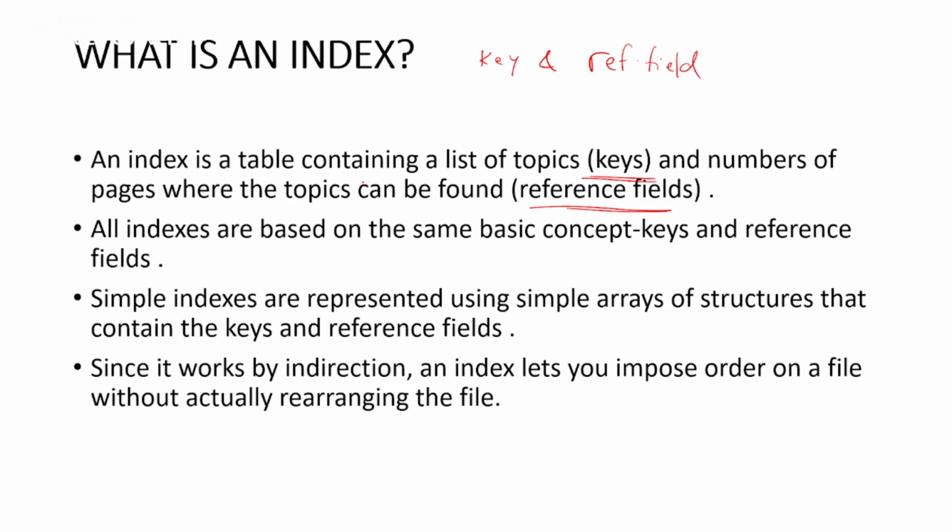Here we use a simple index, which uses simple arrays of structures that contain the key and reference field. Since it works by indirection, an index lets you impose order on a file without actually rearranging the file. So you will have the index with you, and there is no need to rearrange the records in the file. You can directly access them using the index.